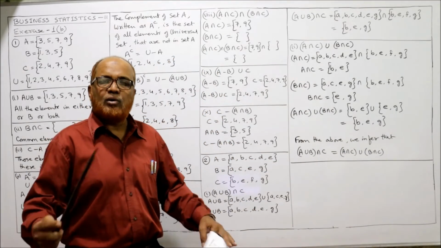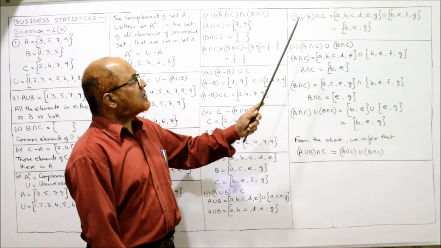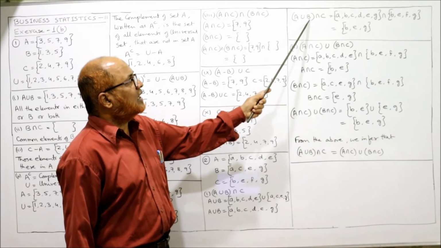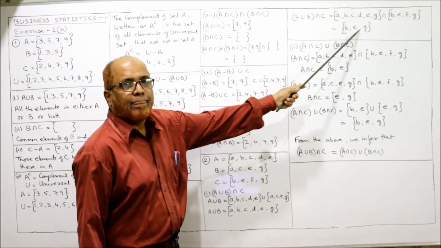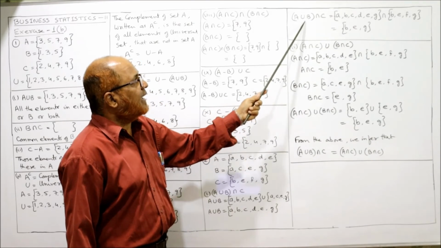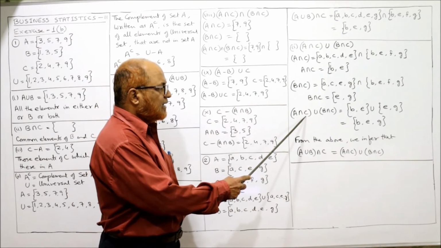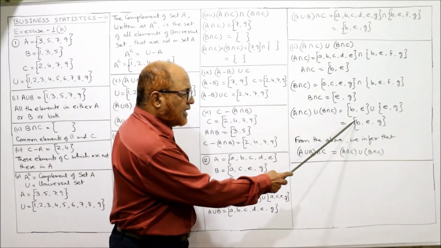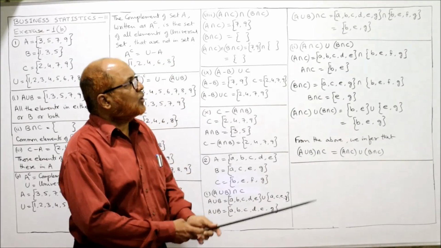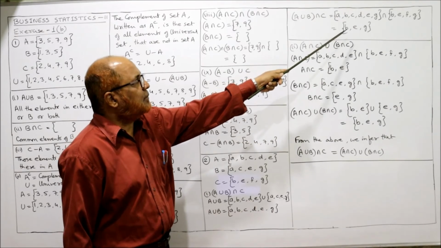That's it. Now you have to give the inference, the conclusion. Now see here. First we calculated A union B intersection C. How much did we get? B, E, G. B, E, G is the answer for A union B intersection C. Now we have calculated A intersection C union B intersection C. Again we got B, E, G. So in both, the answer is the same.